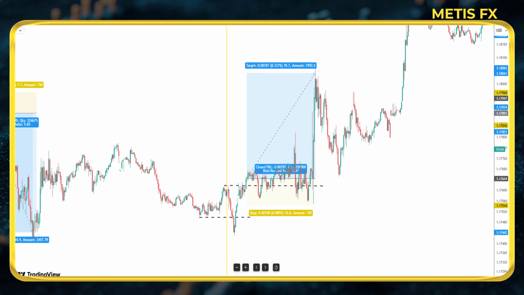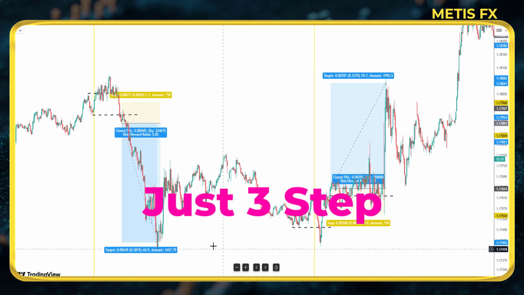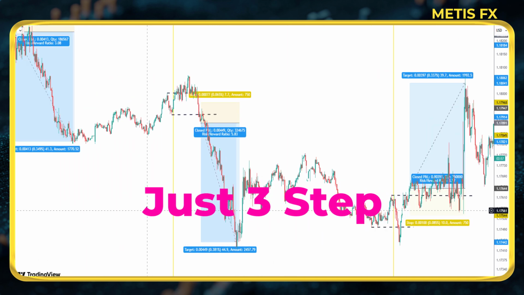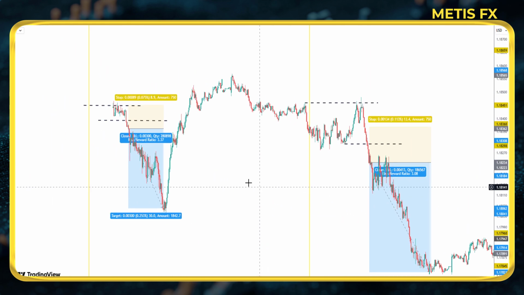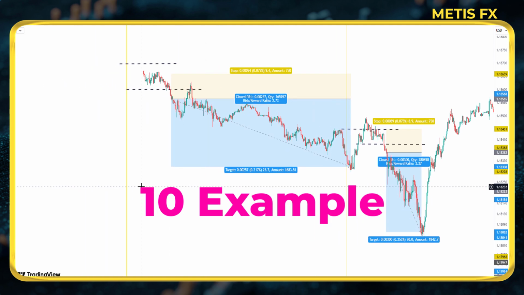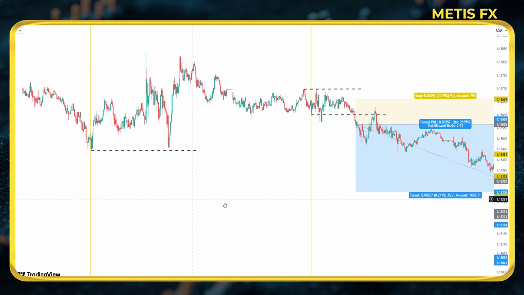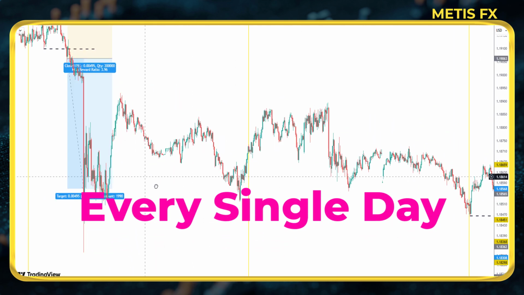Today, I want to teach you a scalping strategy where you can trade with just 3 moves, only 3 moves. I honestly couldn't find a simpler strategy than this that is actually profitable. Today, I'm going to show you 10 consecutive examples on the chart to prove that this strategy really works, really pays, and gives trading opportunities almost every single day.